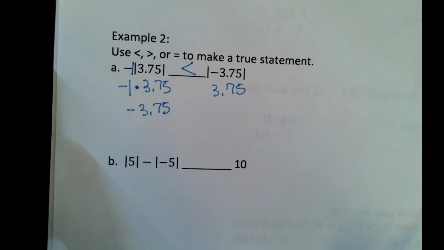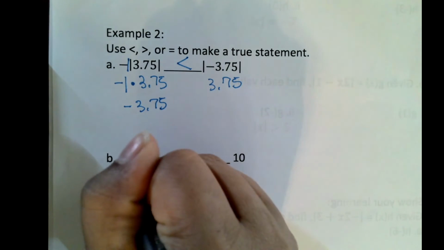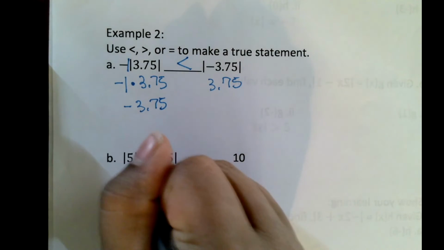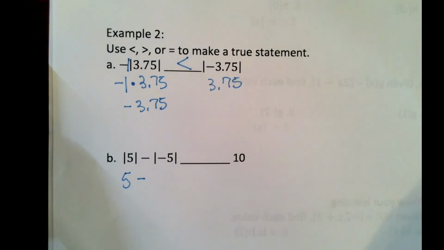Okay, let's take a look. We have the absolute value of 5 is 5. Keep our minus. What's the absolute value of negative 5? 5? What's 5 minus 5? 0. Is 0 bigger than or less than 10? Less than. Alligator mouth wants that 10. Alrighty.